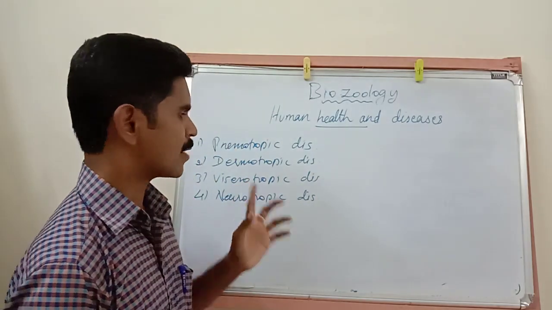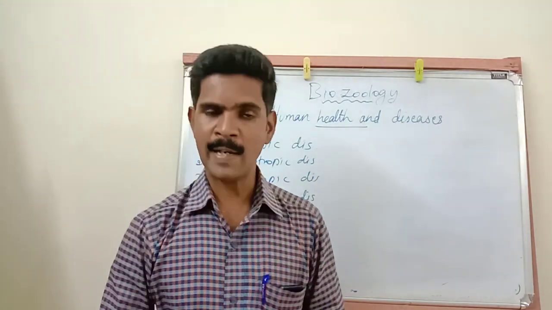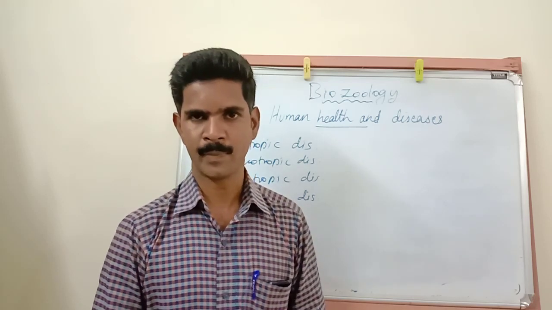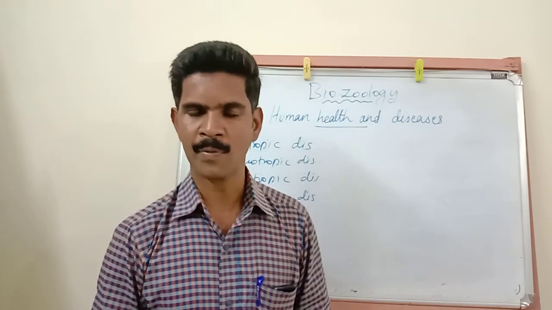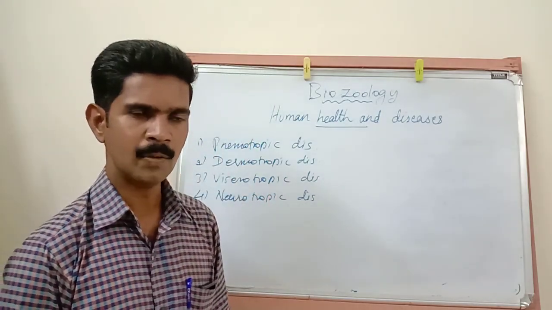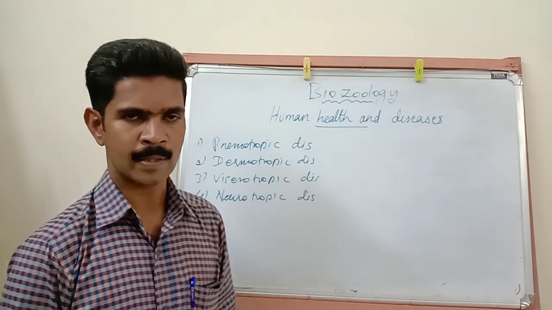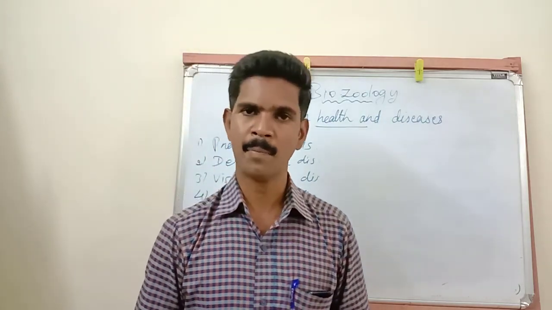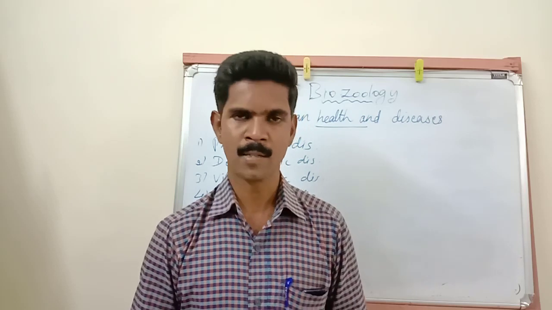Then the third one is viscerotrophic disease. Viscerotrophic disease means a disease affecting the internal organs. For example, yellow fever is an example of viscerotrophic disease. Understand? Then the last one is neurotrophic disease, meaning a disease affecting our nervous system. Example, polio. Understand my dear students?